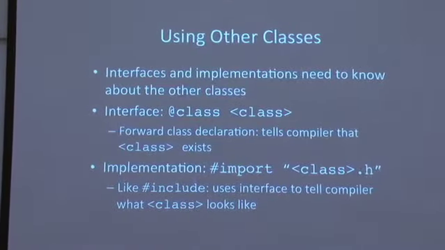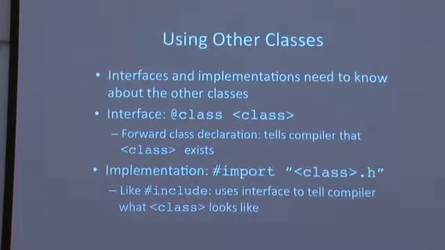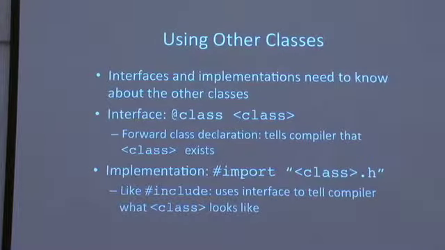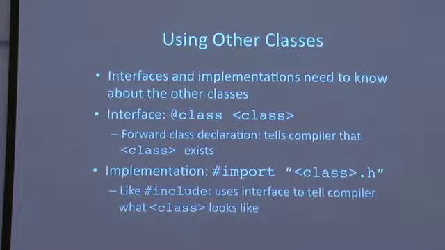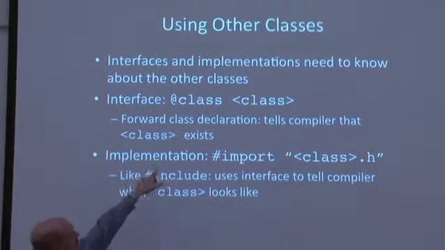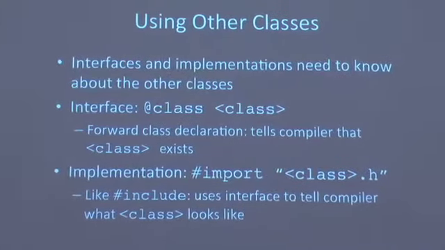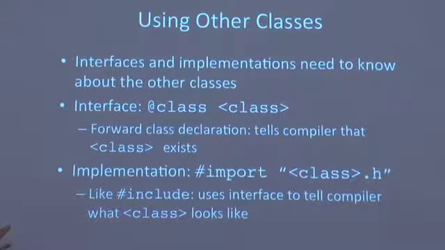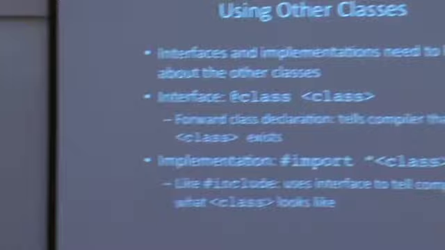All right. So once we've got our code and we want to use other classes, we're going to have to tell our code that we have other classes. On the interface side, we just use @class and the name of the class, and it will sort that out for us. On the implementation side, we would use import and the class.h. That's similar to include in C, but it automatically handles deduplication. If it gets included in multiple places, it takes care of bringing that all together.